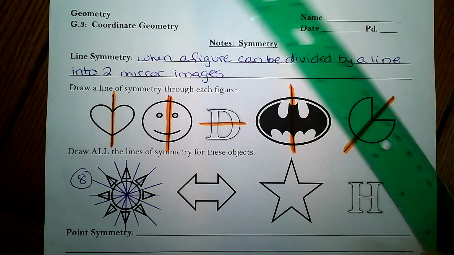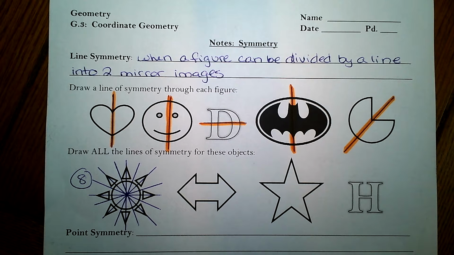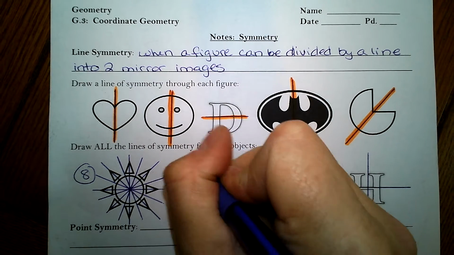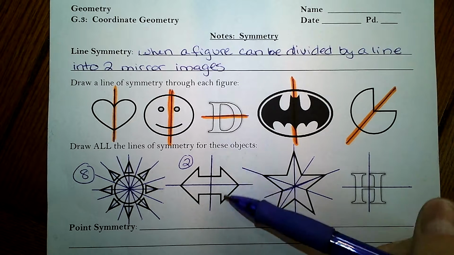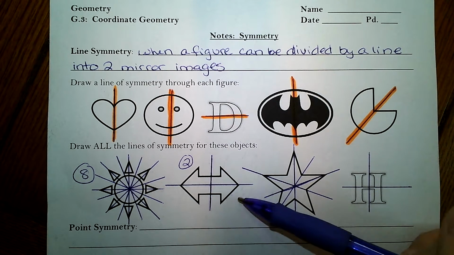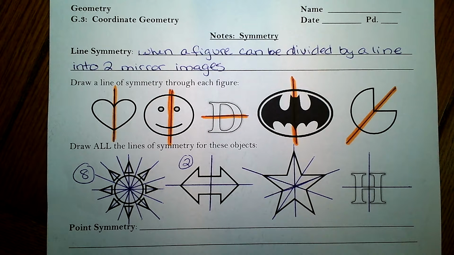Very, very symmetrical figure. See if you can go through the rest of these images and determine how many lines of symmetry they have and draw where they are. All right, let's compare. On this second image of the double-sided arrow, I found 2 lines of symmetry. We could fold it horizontally and the top and bottom would meet. We could also fold it along this vertical line and the left and right would meet. So I've got 2 lines of symmetry here.